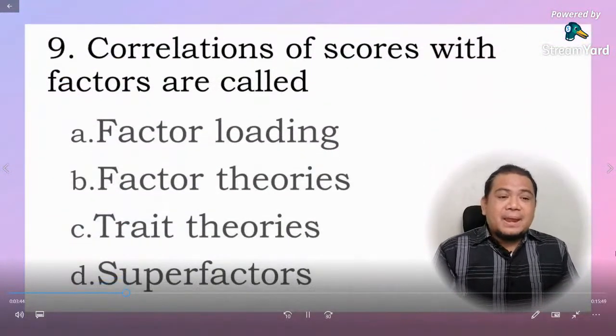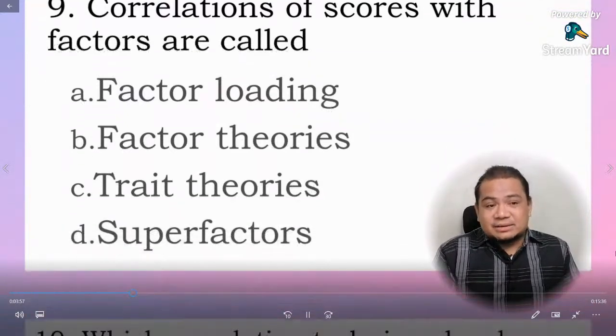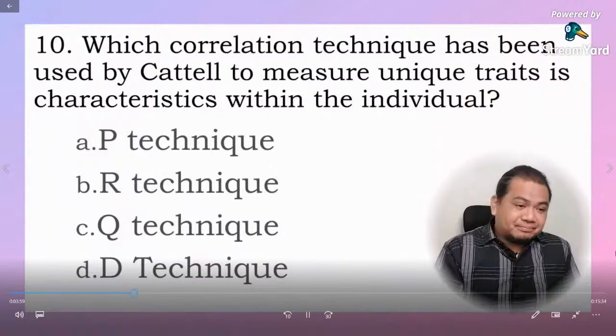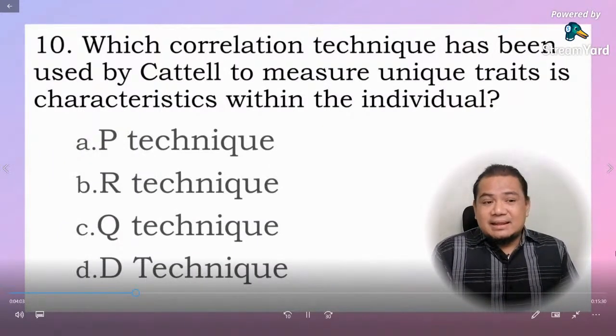Number 9. Correlations of scores with factors are called A. Factor loading. B. Factor theories. C. Trait theories. Or D. Superfactors.